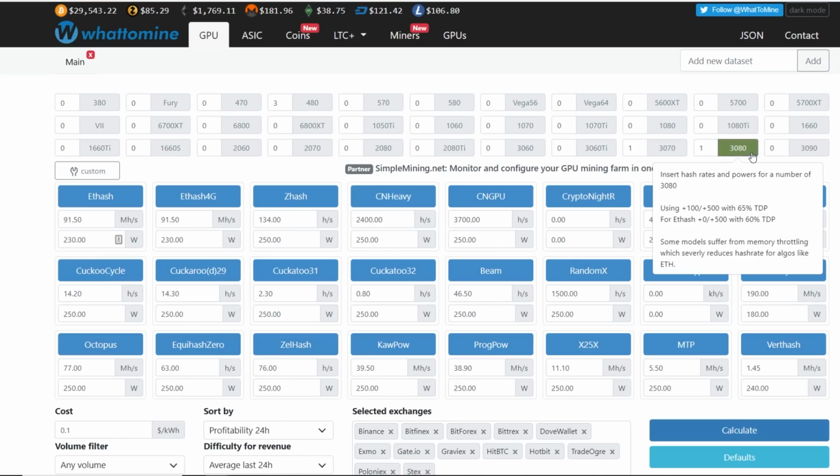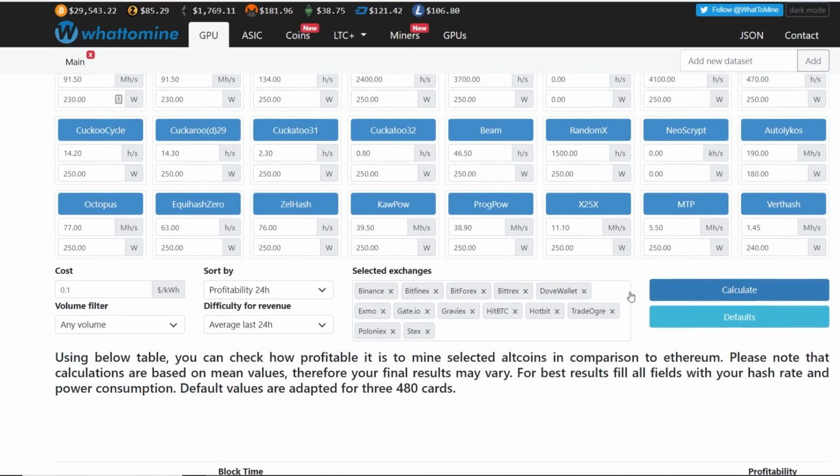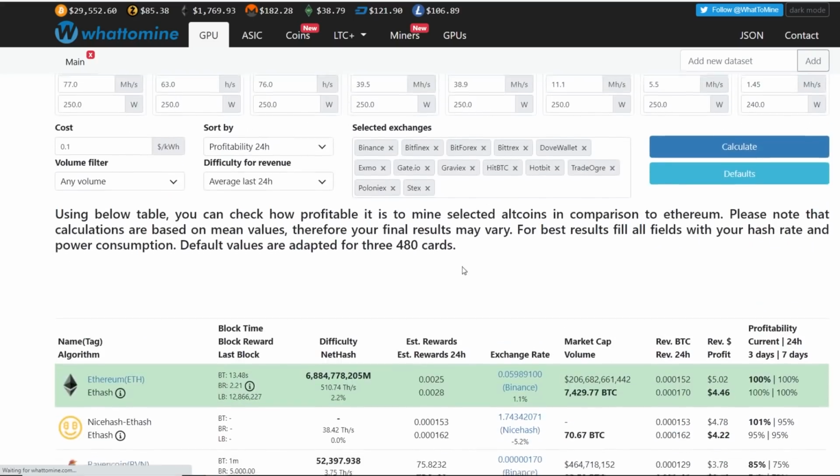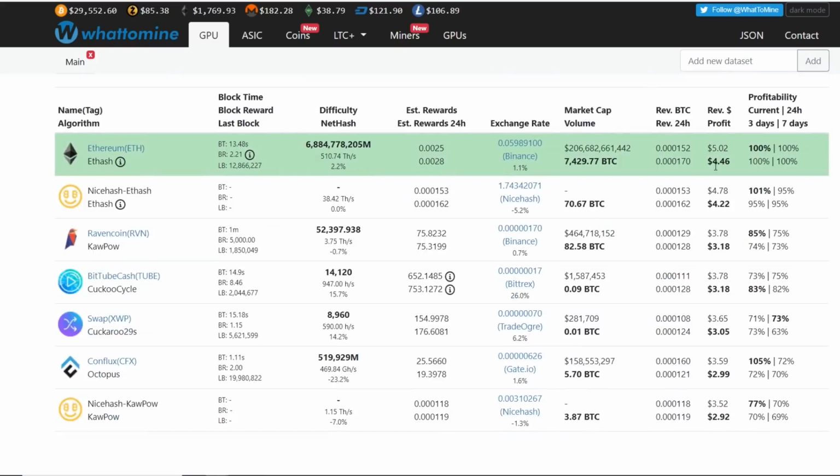All right, so if we just go RTX 3080, I'm going to keep the stock clocks here, just average, and 10 cents per kilowatt hour. I told you guys earlier, the Dogecoin miner was getting about $2 a day. An RTX 3080, as of right now, is getting about $4.46 a day if you're mining Ethereum. So that's almost double what you are paying for.